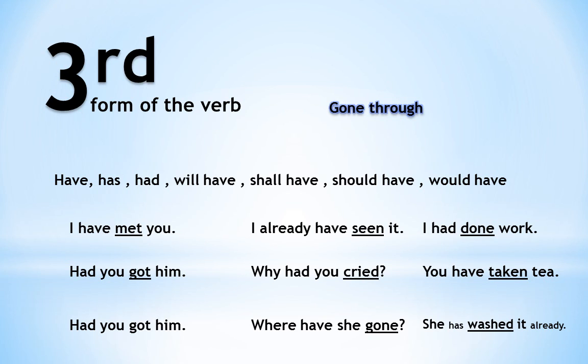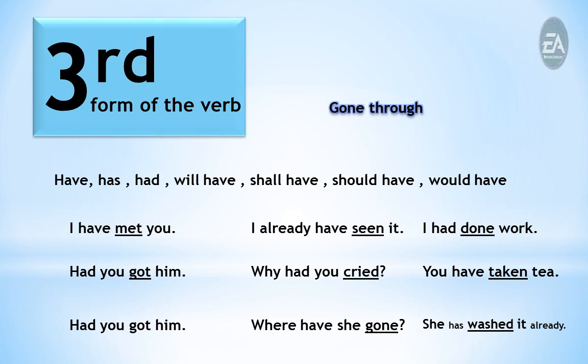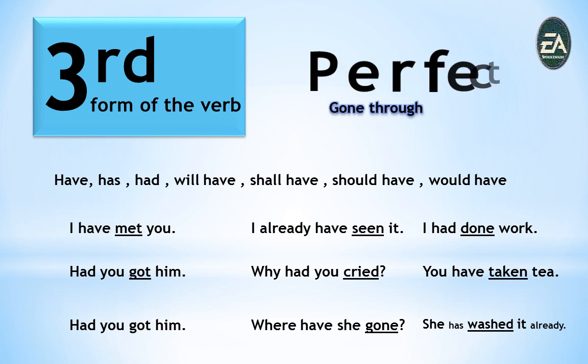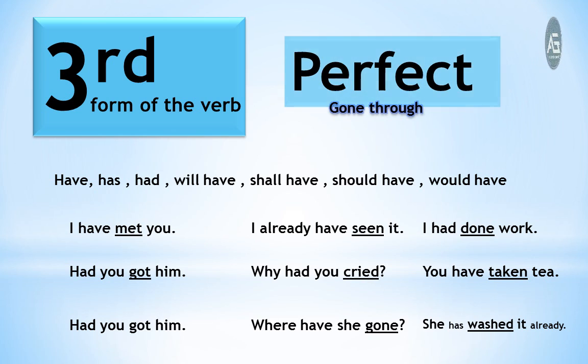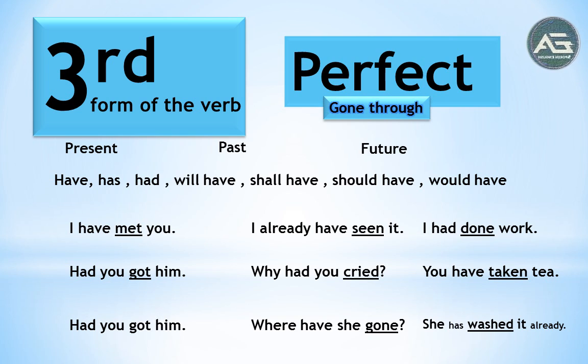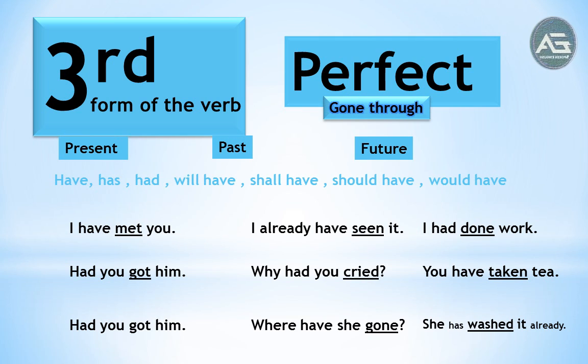Now let's move on to the use of the third form. The third form of the verb is very easy. It gives the sense that something is perfectly done or gone through, we have done. The helping verbs for this are used in present, past and future. It is used in three tenses. For the present we use have, has; for the past we use had. For the future tense, we use will have, shall have, should have, would have. So there are different situations for using the third form, but the helping verb is very important to know.